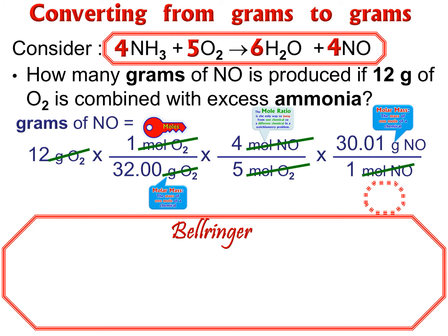So what's going to cancel? Moles of NO. And finally, if I go through this three-step process, 12 grams of oxygen divided by 32.00 times 4 divided by 5 times 30.01 gives me, what's the unit of my answer going to be? The only unit that's left that isn't canceled. The last numerator unit is the only one that will not cancel, grams of NO. And what I get is 9.0 grams of NO. So if you can do a problem like that, you're pretty good. That's what I need you to be able to do.